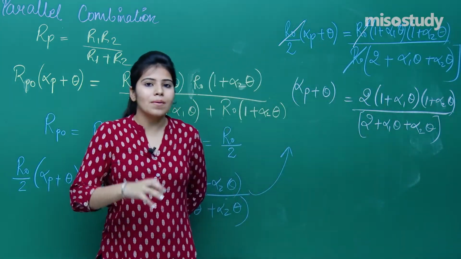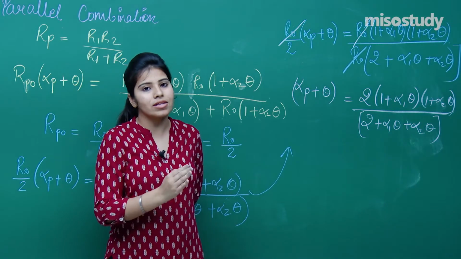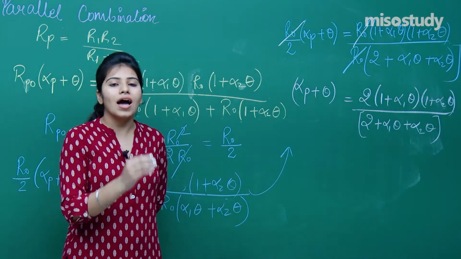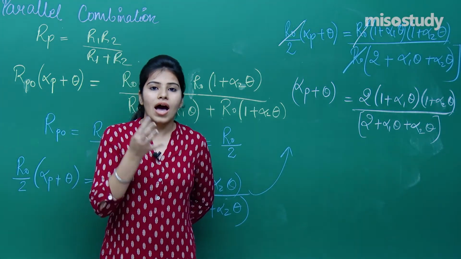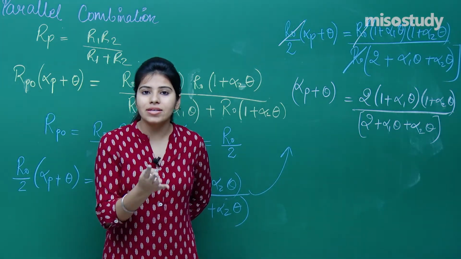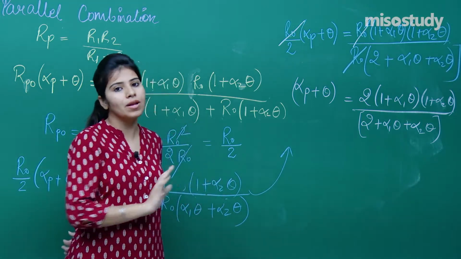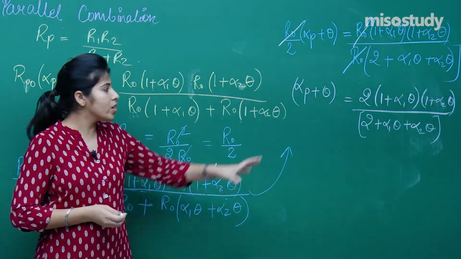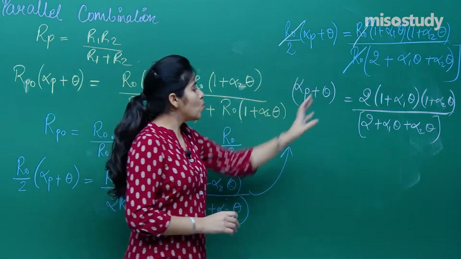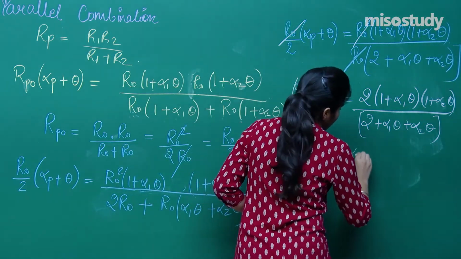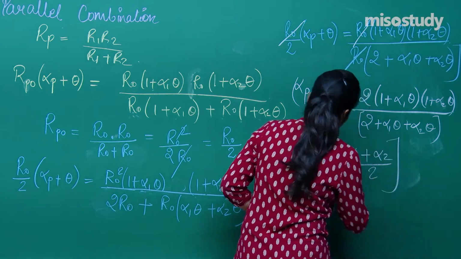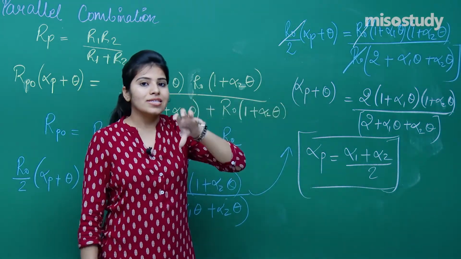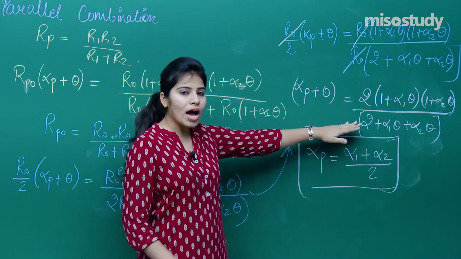This is really a cumbersome method, because this is the only method that we have to solve the question. Because this is one simple formula that we are applying, and just basic mathematics. You have to solve this equation in a similar manner. Now you are left with alpha p plus theta. In the similar manner, if you reach up to this alpha p, you will again be left with alpha p equals alpha 1 plus alpha 2 divided by 2. That means you need to just resolve this equation. This we have reached up to here.